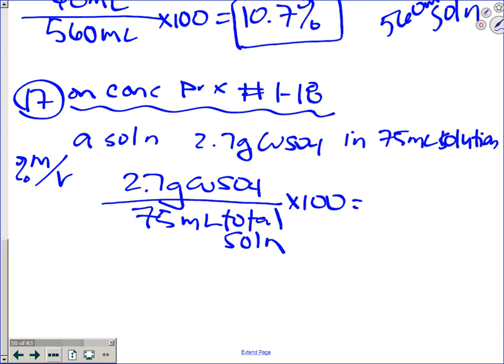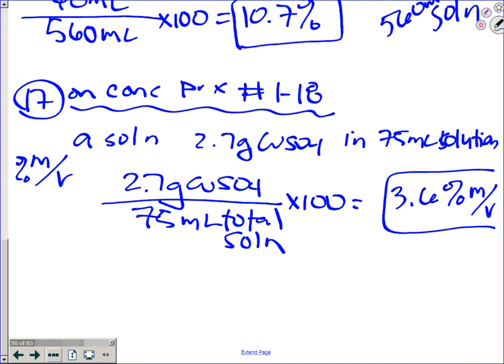So what's this percent? Oh, it's different? Sorry, this is my number bad. 17 on questions 1 through 18. What are the sums? 3.6%. And then you just put M by V, and that might help you remember it was a mass by volume question. All right, let's switch modes.